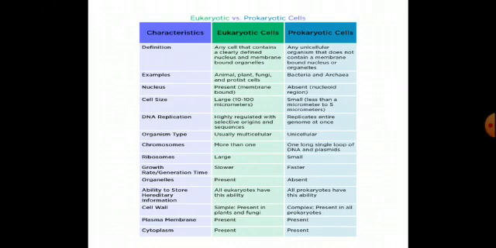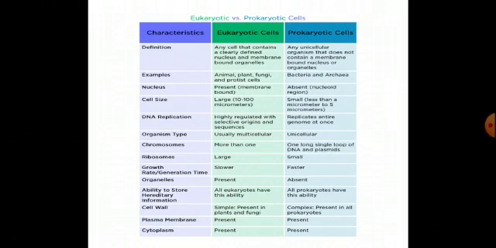The cell size of the eukaryotic cell is 10 to 100 micrometers, and the prokaryotic cell is very small, less than 5 micrometers. DNA replication in eukaryotes is highly regulated. Here it replicates the entire genome only once. Organism type in eukaryotes is multicellular. In the case of prokaryotes, unicellular. In the case of chromosomes, the eukaryotic cell has more than one. Prokaryotes have only one DNA along with the plasmid. Only one DNA means circular DNA.